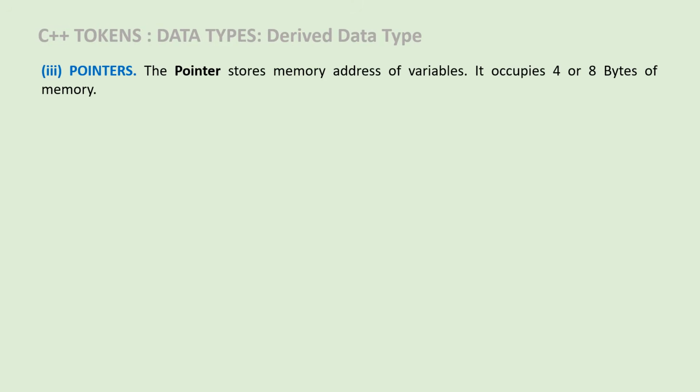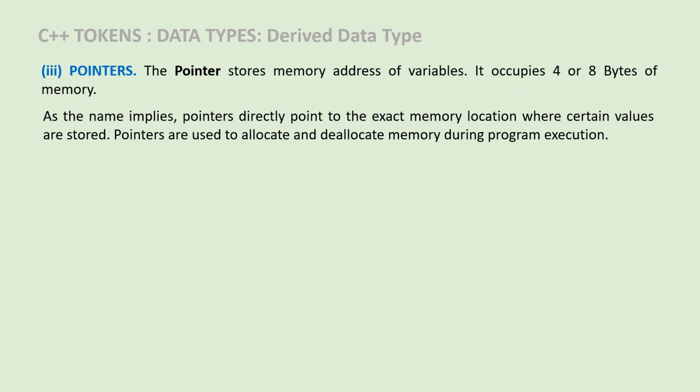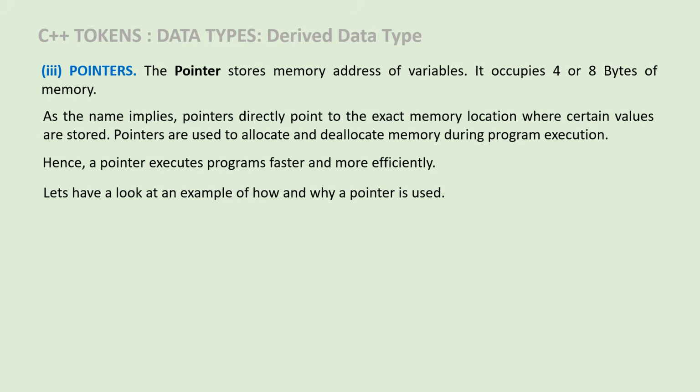We will next have a look at the third derived data type, pointers. The pointer stores the memory address of variables. It occupies 4 or 8 bytes of memory. As the name implies, pointers directly point to the exact memory location where certain values are stored. Pointers are used to allocate and deallocate memory during program execution. Hence a pointer executes programs faster and more efficiently.